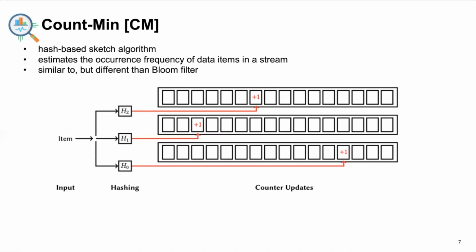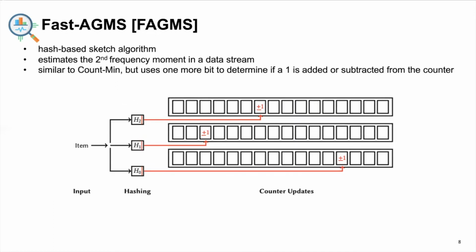If HyperLogLog returns only a scalar value, estimating the cardinality of a data stream, Count-Min will return the entire data structure that can be later queried by the upper layers of the system. Fast-AGMS is the third hash-based algorithm we include in our systems kit, and it estimates the second frequency moment of a data stream. Its underlying data structure is similar to the one of the Count-Min algorithm, but different because it uses one more bit in the hash value in order to determine if a 1 is added or subtracted to the counter that resides in each column.